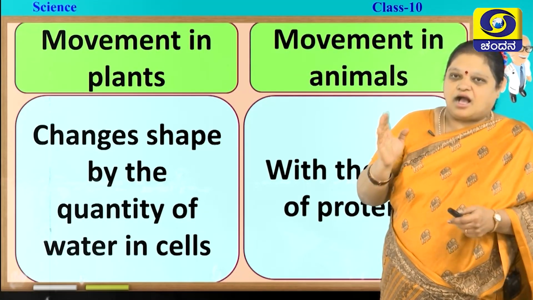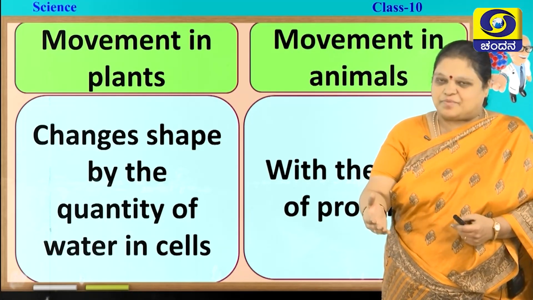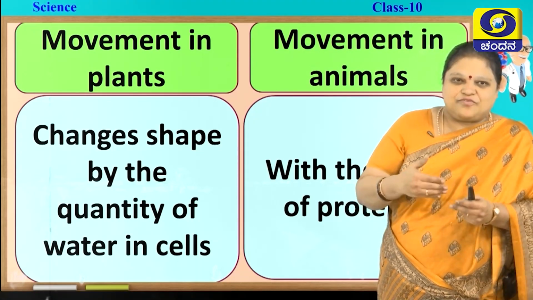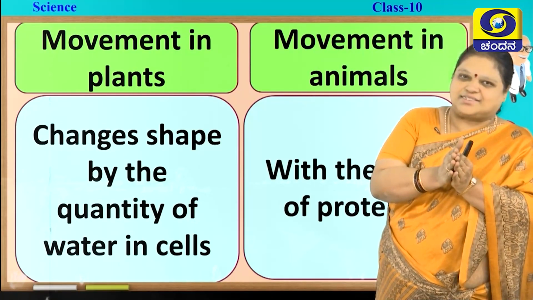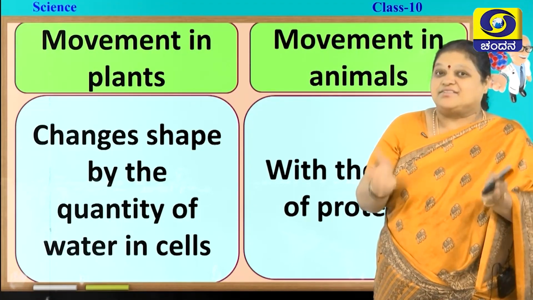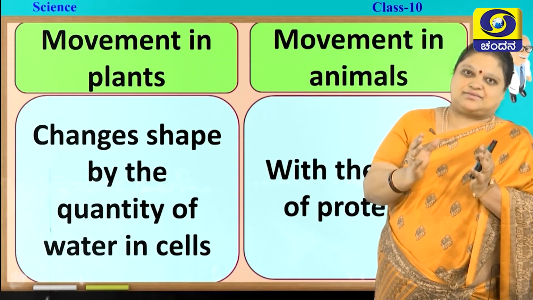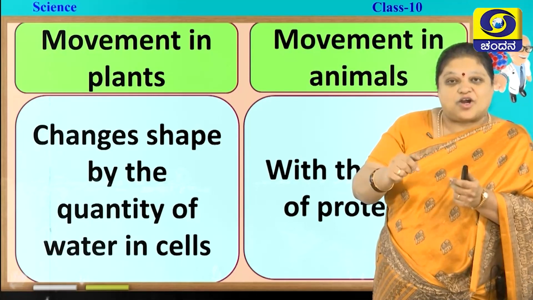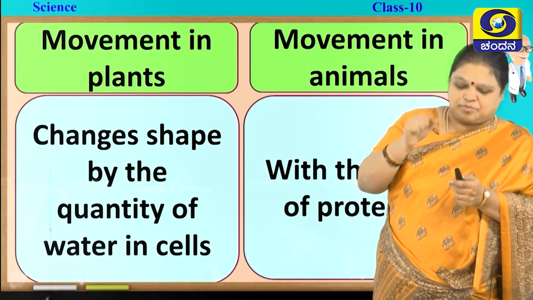Let us see how movement in plants takes place. It changes its shape either by absorbing water or throwing away water. If it throws away water, it will become flat or flaccid. Hasn't its shape changed? Yes, it has changed. If it absorbs water, it bulges. So, the shape changes according to the requirement, whereas in animals it is because of some proteins.